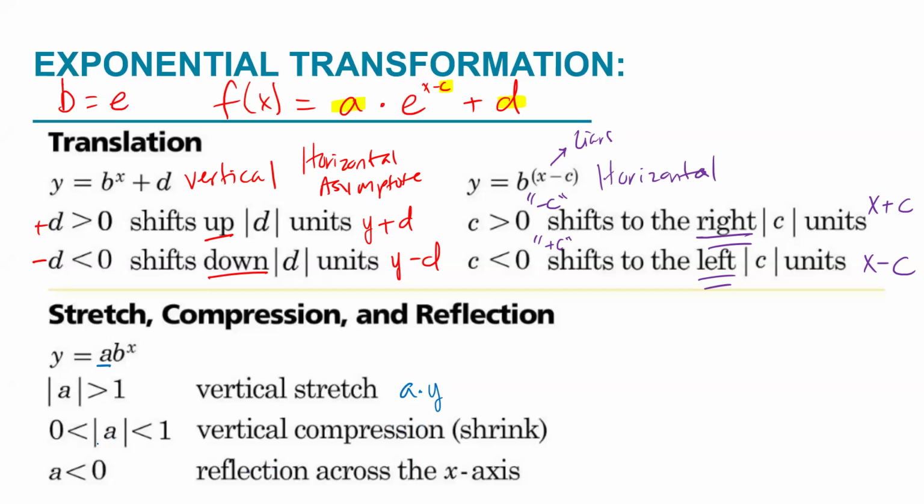If A is a fraction between 0 and 1, then that's called a vertical compression or a vertical shrink. I'm just going to write it as A is a fraction, and I'm still going to be multiplying it times the y. It doesn't mean it's 1 over a, it doesn't mean I want you to divide it. I want you to read it as just letting you know a is a fraction. And if a is negative, then that means you're going to be reflecting across the x-axis. So that means you're multiplying your y by a negative a.